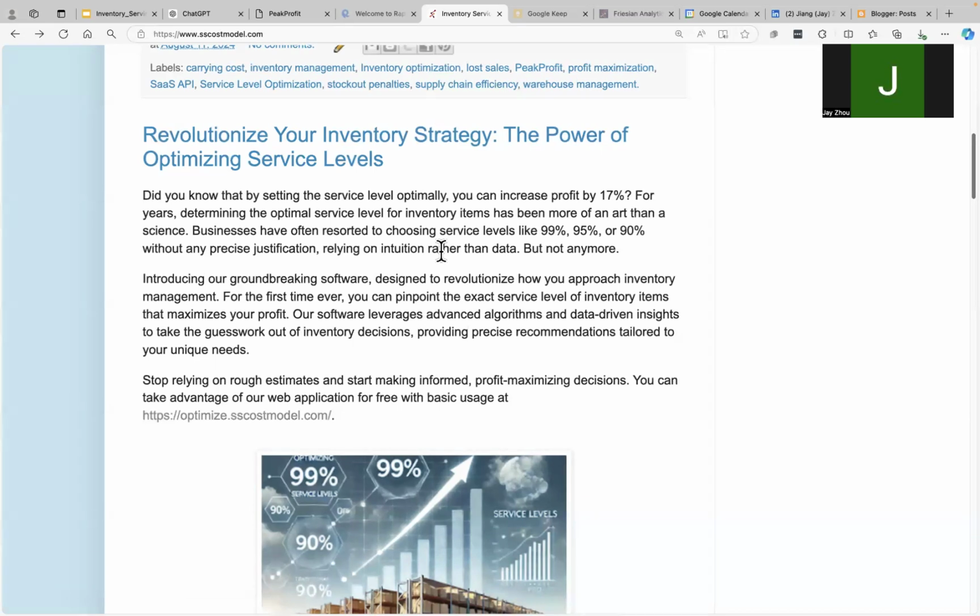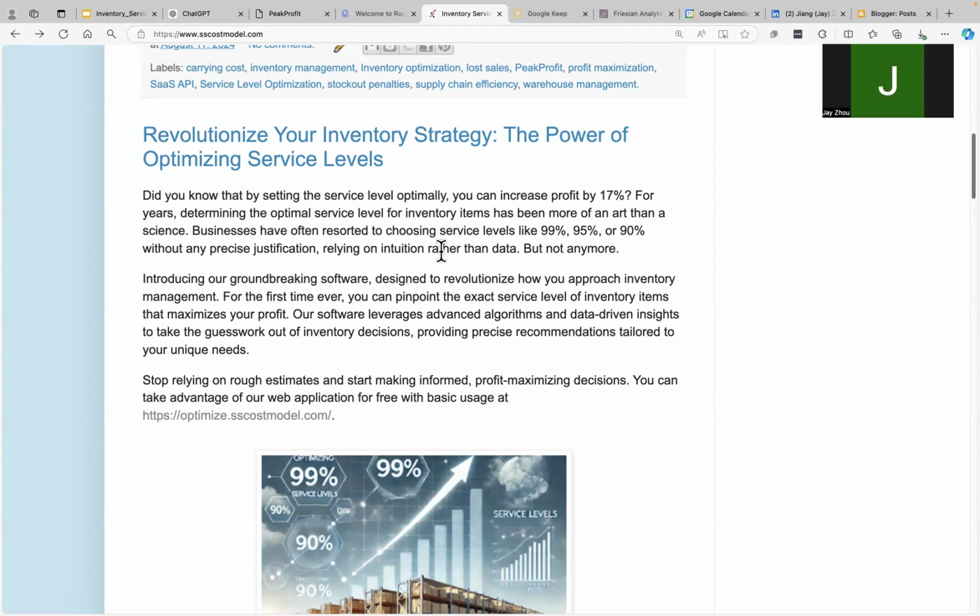Today, I will talk about service level, how to determine it. In the past, we don't really have a good way to determine service level. We simply say it's 99, 95, or 90, right, based on our intuition or based on some best practices without precise justification.